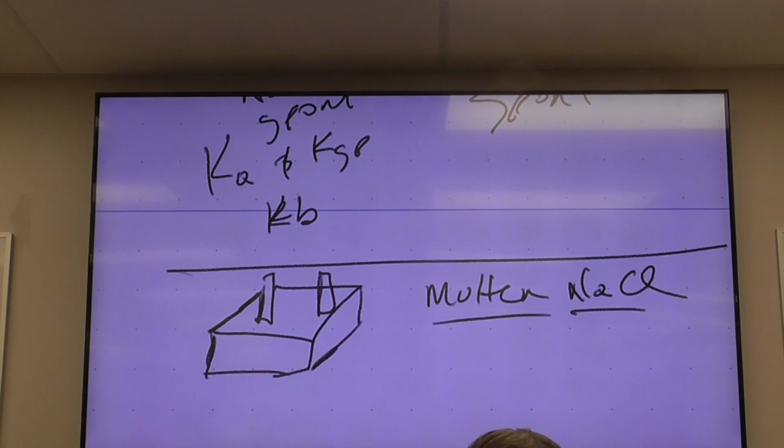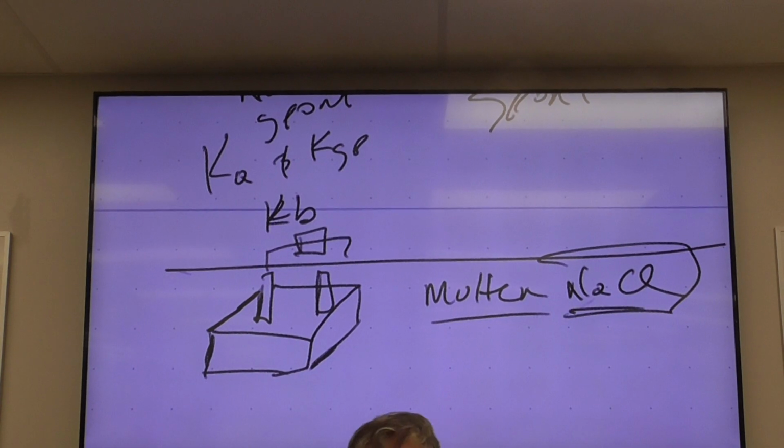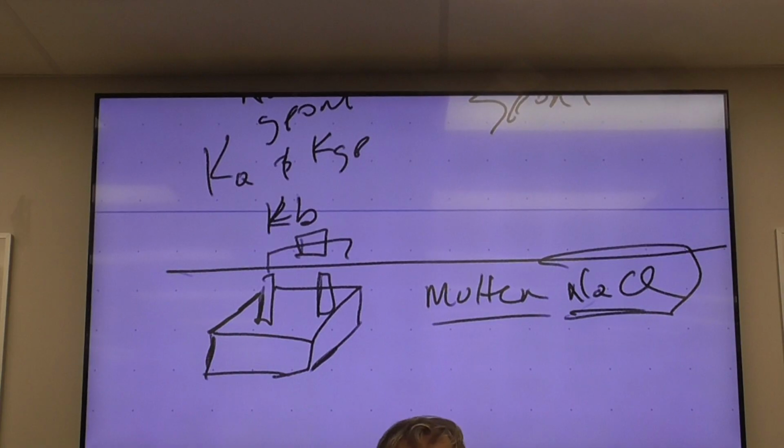So let's kind of tie this together. You have molten sodium chloride. What do you know about the K value? Big or small? Because you want to try to ionize this stuff. If you have molten sodium chloride, the K value is going to be small because molten sodium chloride does not spontaneously change into elemental sodium and chlorine gas. That would be bad if it did.